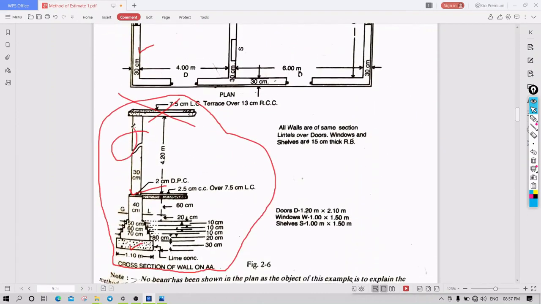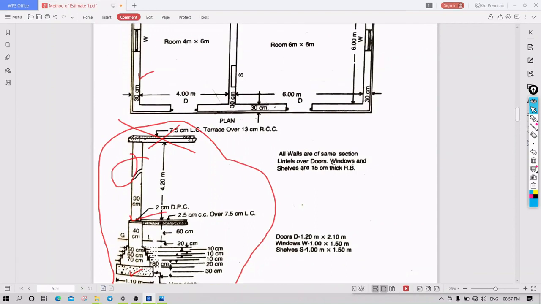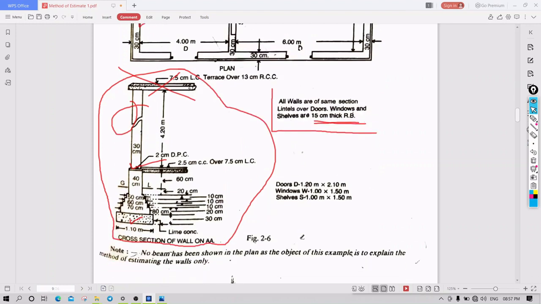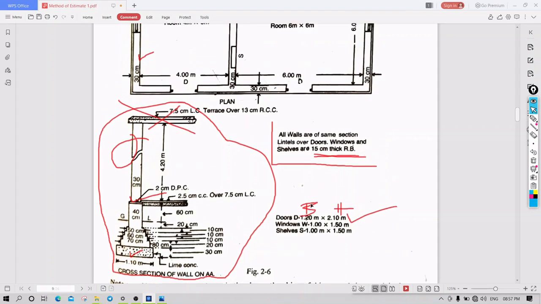So lime mortar in this superstructure. Fine. Here they have given a note: all walls are the same section, and the lintel over doors, windows and shelves is 15 centimeter thick. Then the door dimension they have given is 1.2 meter into 2.10. This is height, this is breadth. Windows 1 into 1.5. Shelves 1 into 1.5.